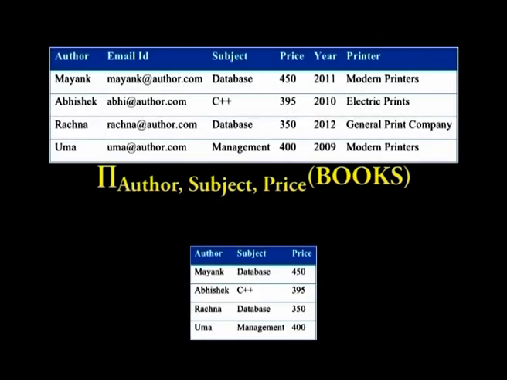Let us see an example. Let us reconsider the relation books. If we are interested only in subject attribute, its author and price, then we can use the projection operation as shown onto the screen, and it will result in a new relation which will be a subset of books relation as it is shown.